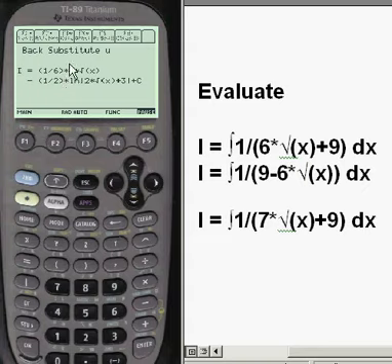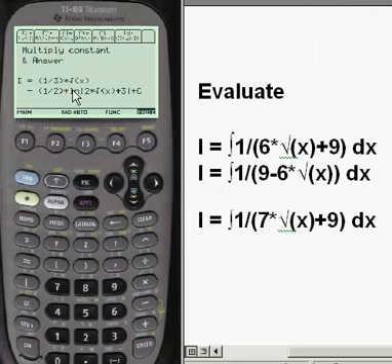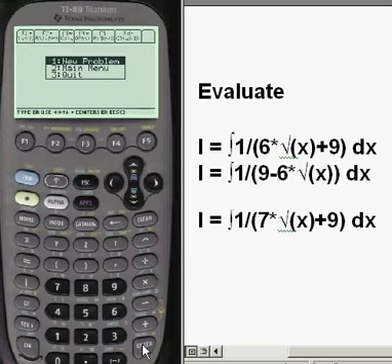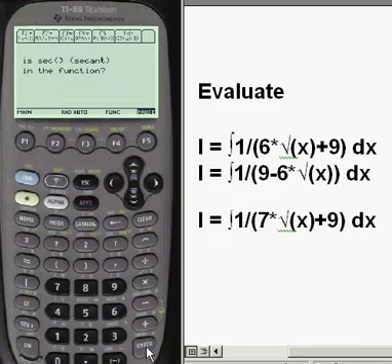We back substitute, put the 2 times square root of x in here. Now we have to multiply that. So the answer is 1/3 times square root of x minus 1/2 times the log of 2 square root of x plus 3 plus c. We're done with that problem. Do we want to do another problem? Yes. Let's go back and do another one.